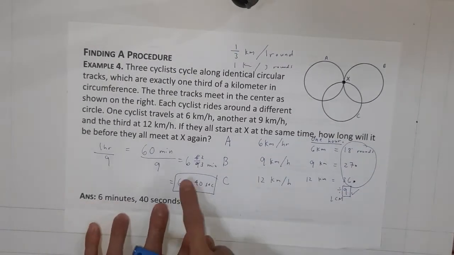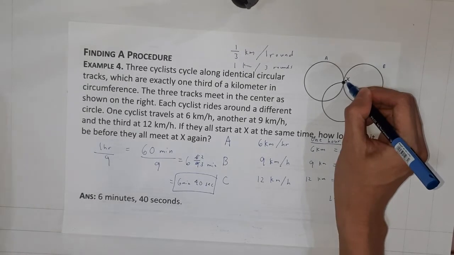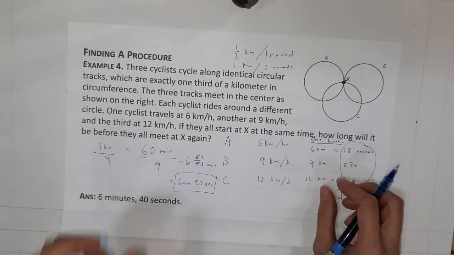That means, after 6 minutes and 40 seconds, sila ay magtatagpo sa X. And after another 6 minutes and 40 seconds, magtatagpo na naman sila sa X. Sa loob ng isang oras, that will happen 9 times.